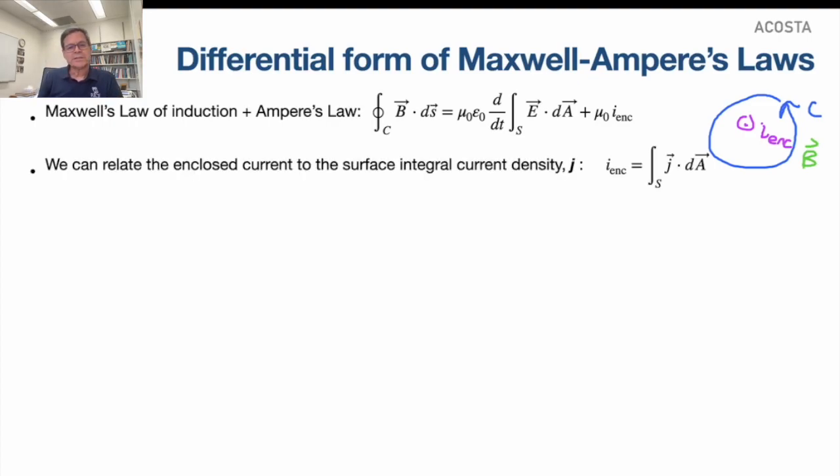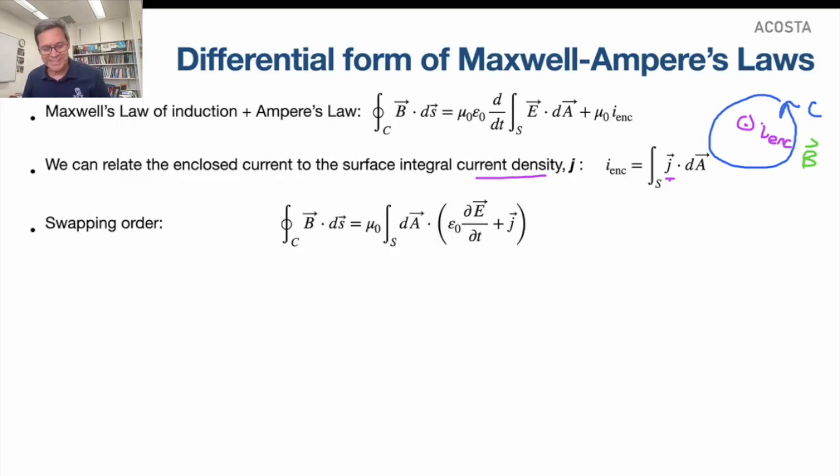We can relate the enclosed current here on the right to the integral over the surface of the current density. So this is the current density, J. That's the J that's inside the integral there. And that's basically the amount of current divided by the area. That's if it were a constant, but at any given point within this bounded path, the current per unit area perpendicular to the surface is the current density.